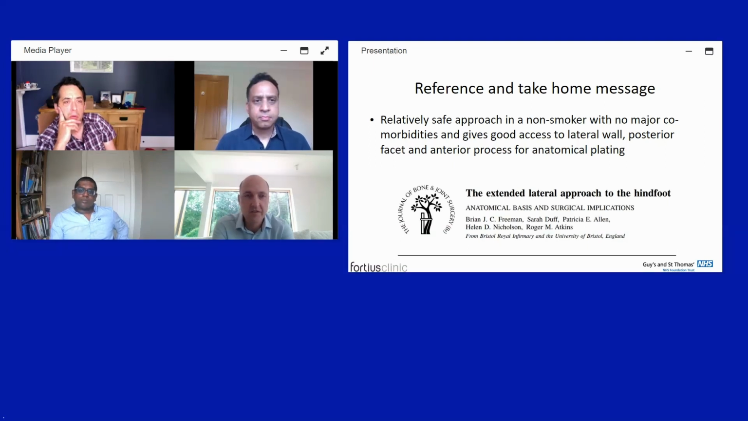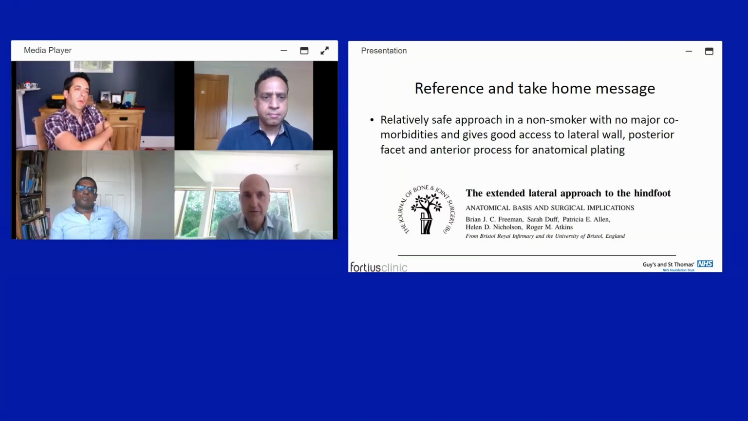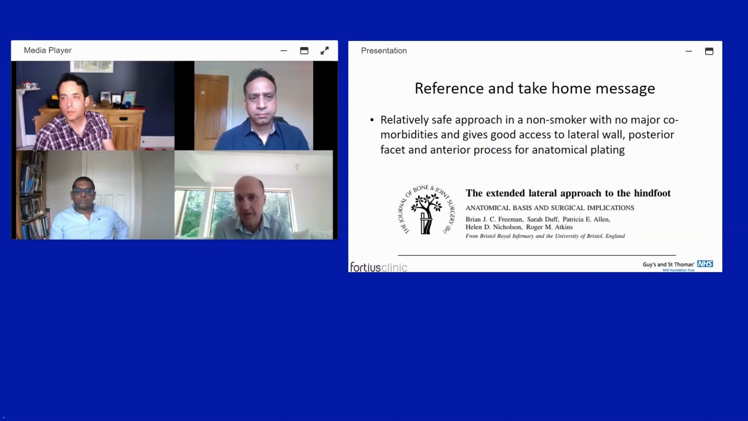Patricia is a colleague of Jit's, and I think the take-home message is that in a healthy non-smoker with no major comorbidities and perhaps an isolated injury, this extended lateral approach does give good access for anatomical plating. And it is relatively safe with an acceptable complication profile. Thanks very much.